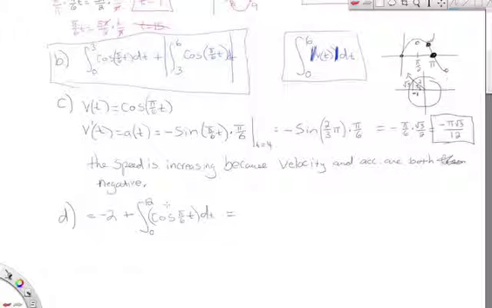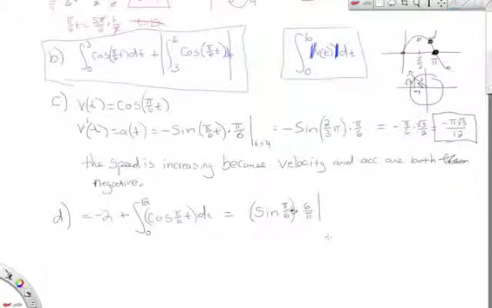Okay, so I have to do the antiderivative of cosine of pi over 6t, which should just be sine of pi over 6t times 6 over pi, because I have to account for the chain rule when I take the derivative. I need a t in there, excuse me. The derivative of sine of pi over 6t would be cosine of pi over 6t times pi over 6. And since I have 6 over pi, those will cancel, and I'm good. Stop and try it yourself if you need to. And now I need to evaluate it from 0 to 12.